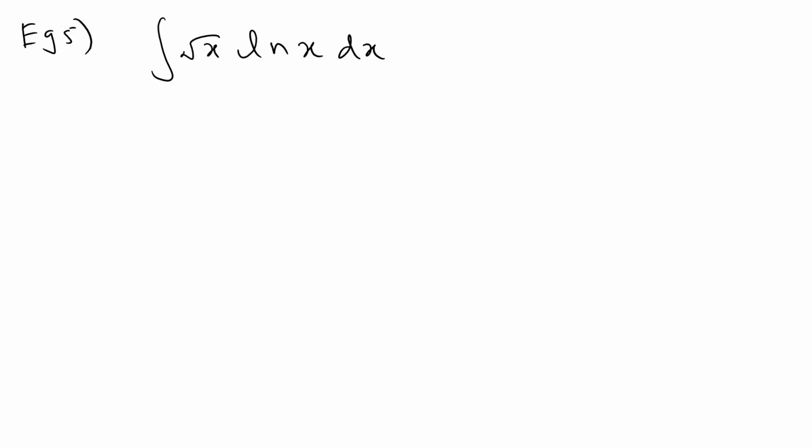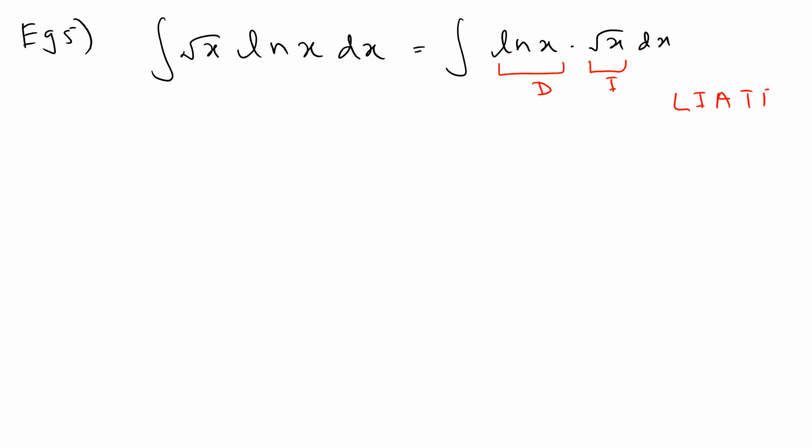Let's say we have the integral of square root of x times ln x dx. Remember, ln x is different when you see it, according to LIATE. If you see a log term, we're going to take that one as the derivative term. So we're going to use ln x as the D term and square root x dx as the I term in the table according to LIATE. So let's write the answer now.